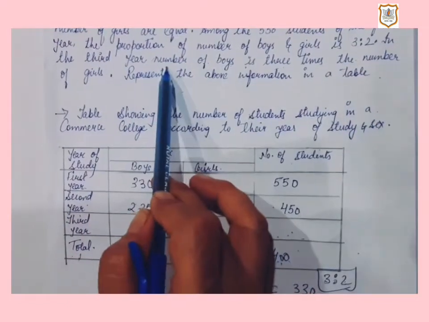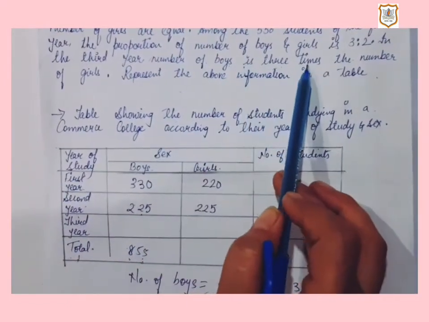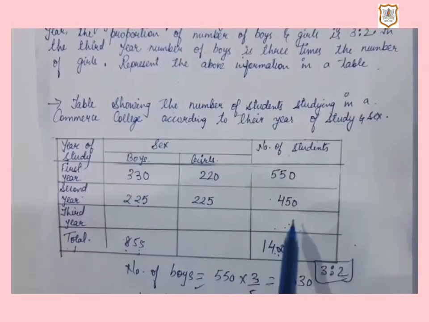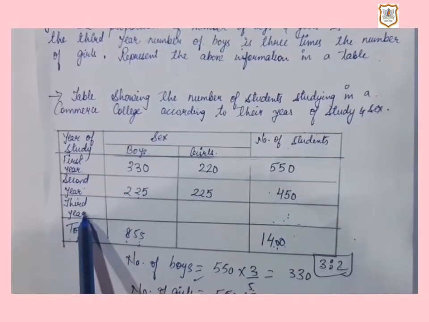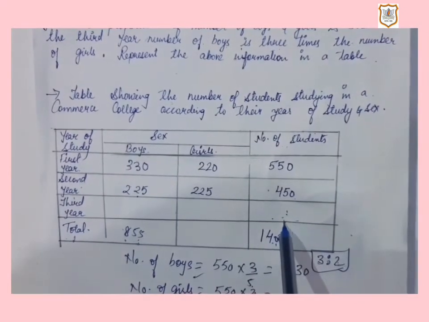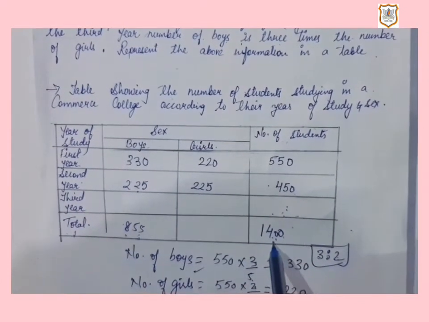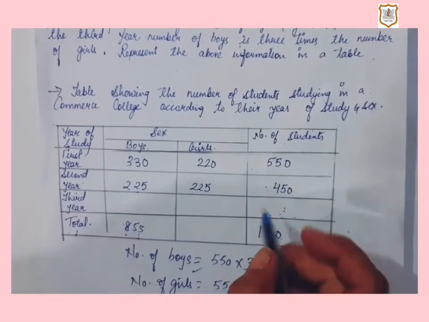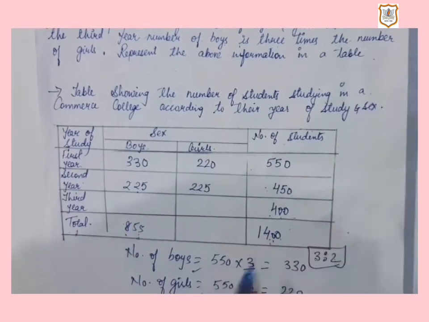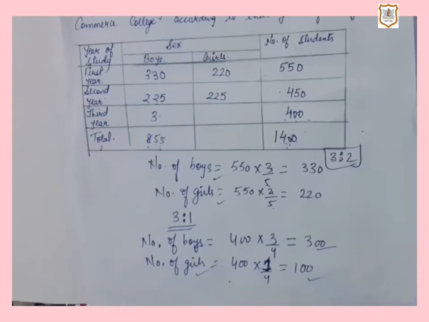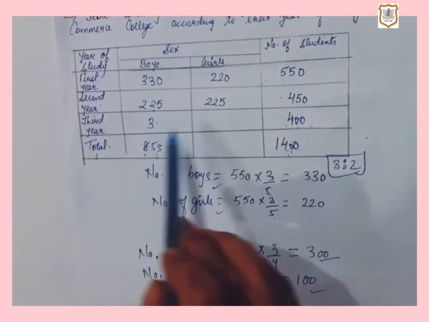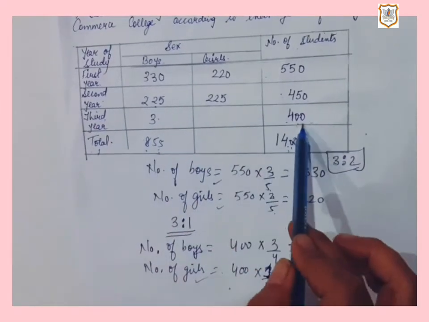In the third year, the number of boys is 3 times the number of girls. For that, we have to know the total number of students in third year. How will we come to know the total number of students? The total is 1400 students minus 550 minus 450. That will give you 400. Now, we have come to know the total number of students in third year, that is 400.